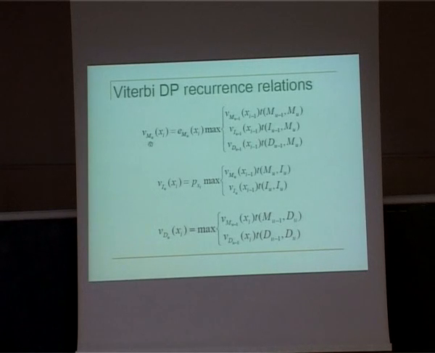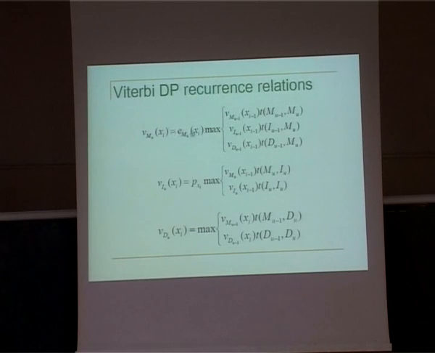M_u denotes the uth match state, and this V_{M_u}(x_i) is the probability of the best path that has generated our protein sequence up to the ith amino acid, including the ith amino acid. So this is how we define V. V is the probability of the best path that has generated the first i amino acids of our protein sequence.